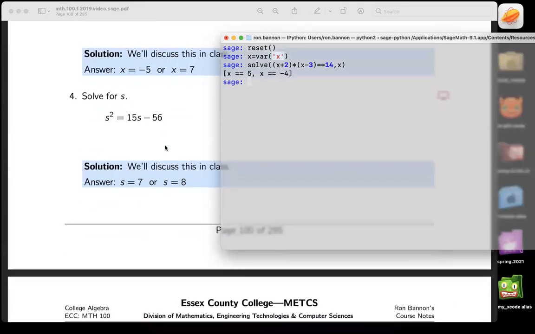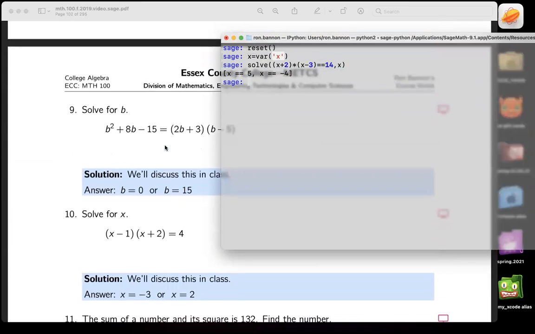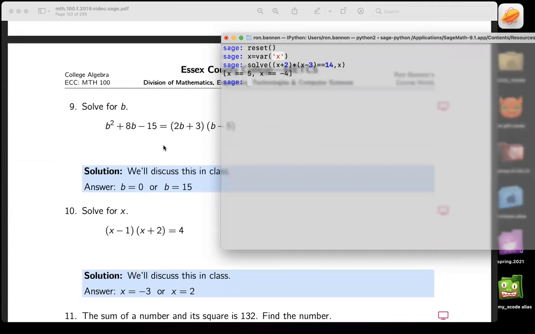I'm going to scroll through the notes, and I'm going to look at a more difficult problem. I look at problem number 9, and I'm going to see, could I do number 9 with what I've learned? And I think so. I'm going to say b is a variable. Again, I'm trying to learn by having prior experience. I did that. Now I want to solve. What do I want to solve? b squared, I'm just copying, plus 8*b. 8b is not good, 8*b is what it is. Minus 15. The double equal sign means it's an equation.